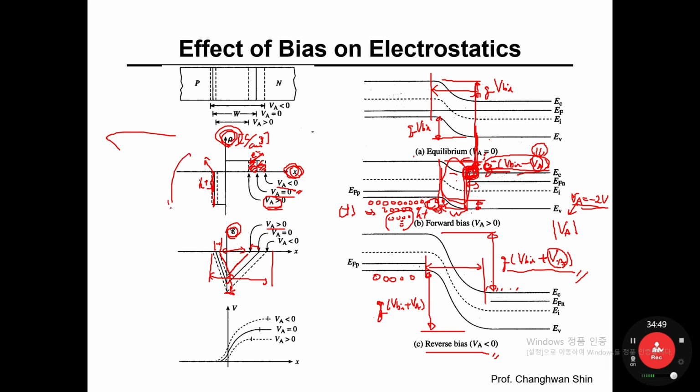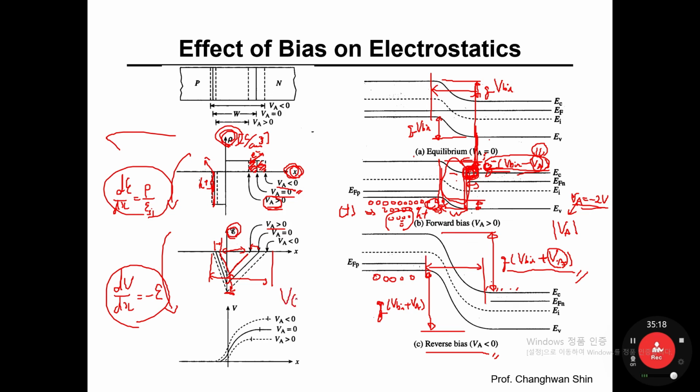As we did in the previous lecture for the electrostatic analysis, dE/dx is the charge density divided by the dielectric constant of silicon, and dV/dx is equal to minus the electric field E. By solving those two first-order differential equations, you may derive the potential as a function of x. Then you can draw these curves under reverse bias and forward bias.